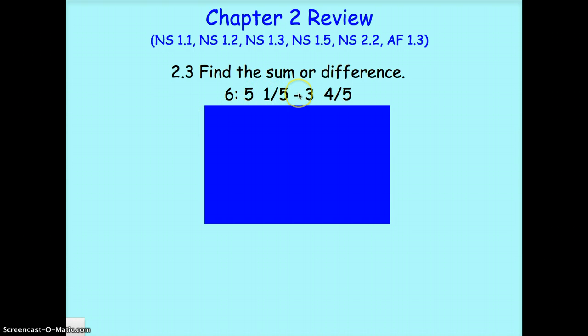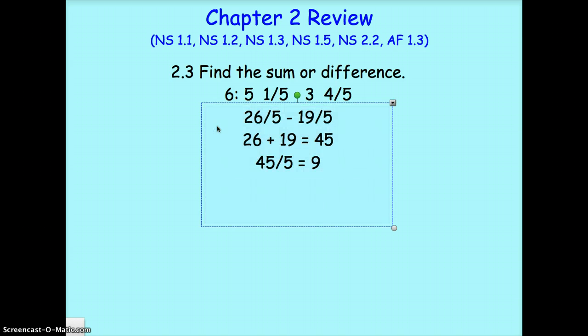Again, finding the sum or difference with a common denominator. Now, notice when I'm subtracting, if I have a number that has a larger whole number, it also has to have the larger numerator. So 5 is larger than 3, but 1 is not larger than 4, which tells me I have to turn my fractions into improper fractions. So go ahead and take a look at the answer there. And I end up with 45 over 5, which reduces simply to 9.